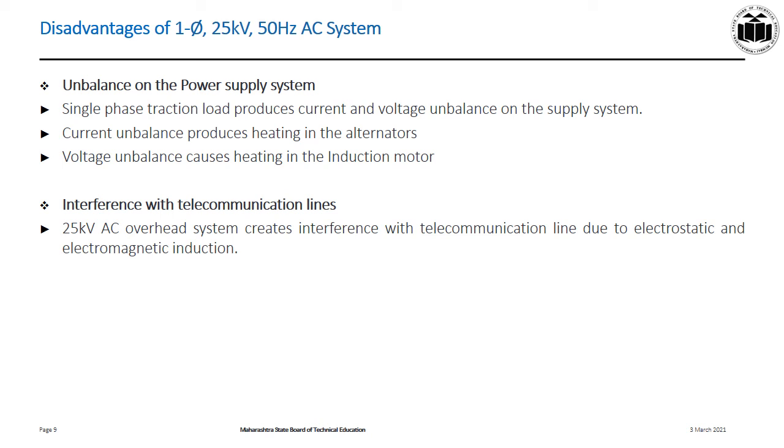Single phase traction load produces current and voltage unbalance on the supply system. The current unbalance results in heating in the alternators and voltage unbalance results in heating in the induction motor. The 25 kV AC overhead system creates interference with telecommunication line due to electrostatic and electromagnetic induction.